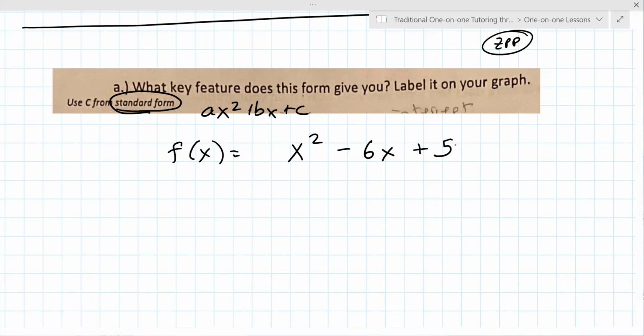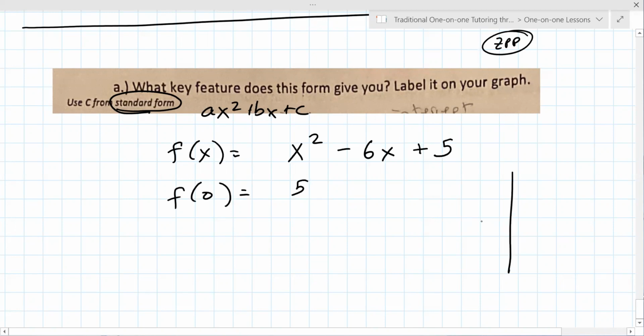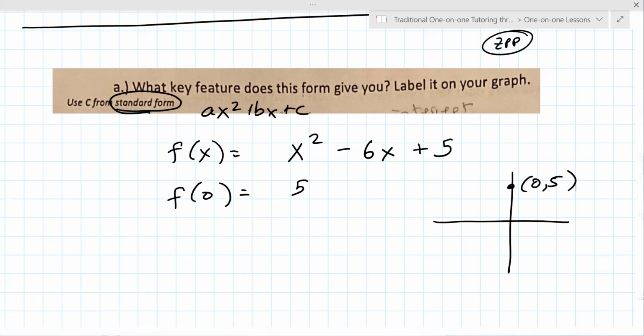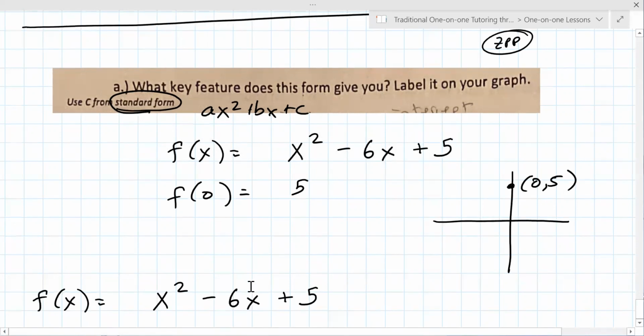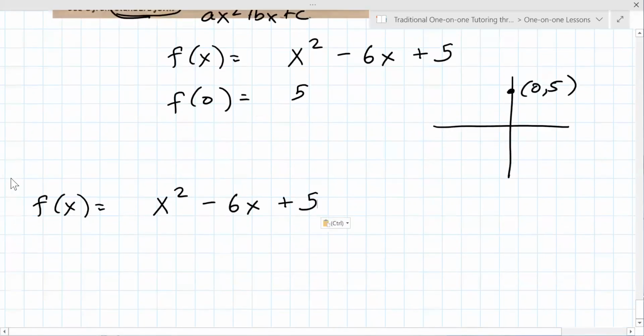All right. So what feature does it give when it's in standard form? It gives you the y-intercept, yeah, because f of 0 equals 5. So your graph here, which is very limited, you know that it's (0, 5). Got it. Okay. So now part B, I believe, says factor this.